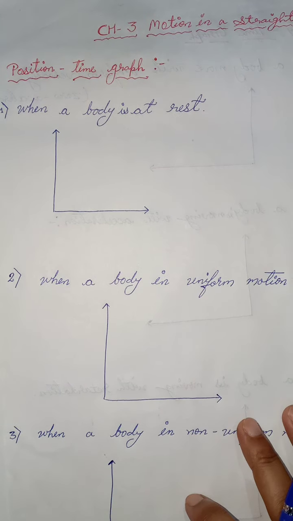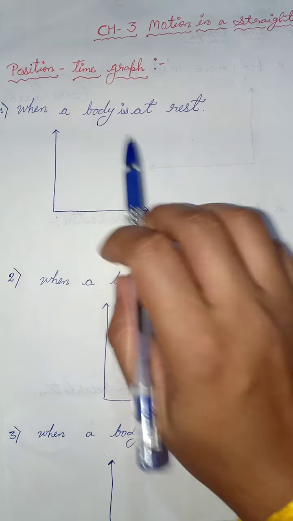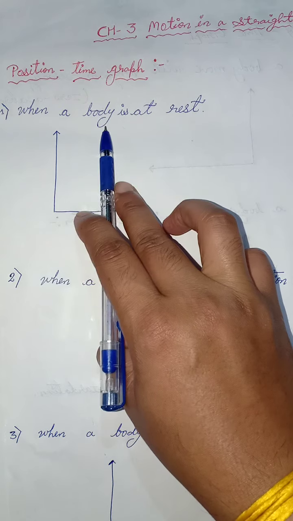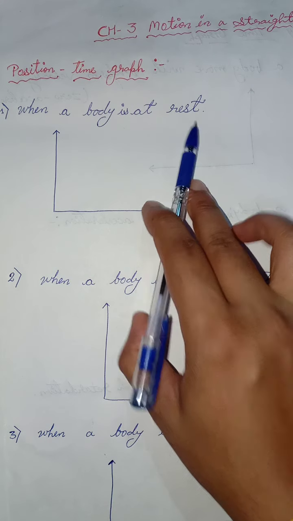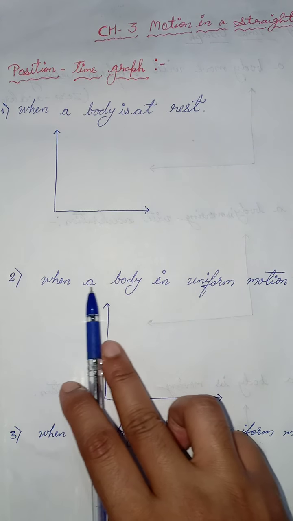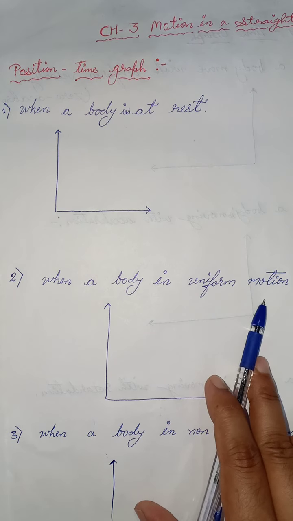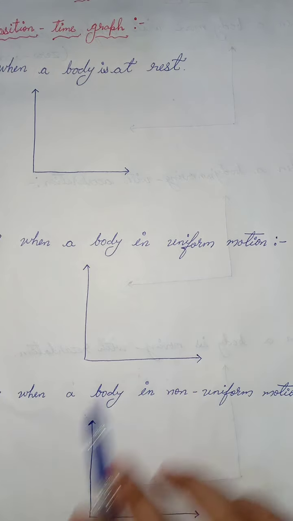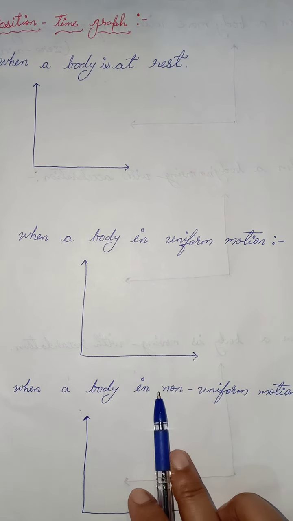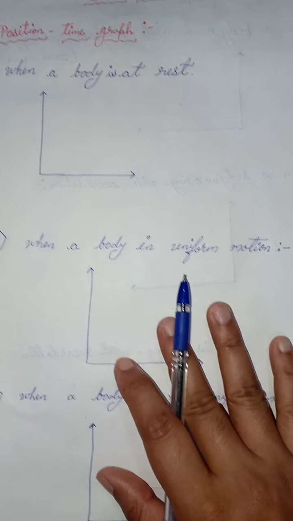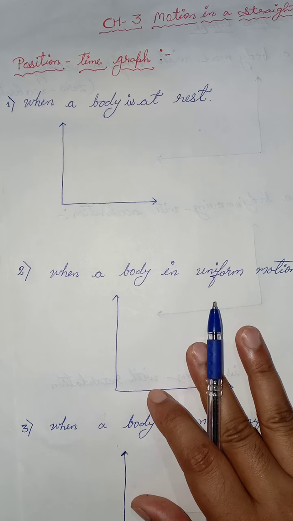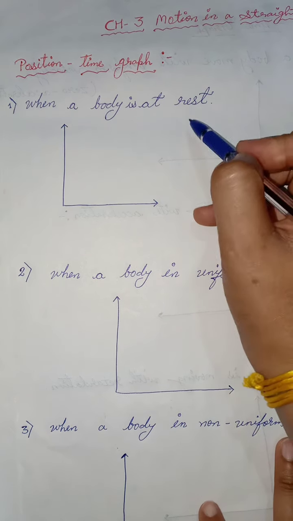In the position time graph, there are three cases. First is when a body is at rest. Second case is when a body is in uniform motion. And the third case is when a body is in non-uniform motion. So first we draw the graph of the first case, when a body is at rest.